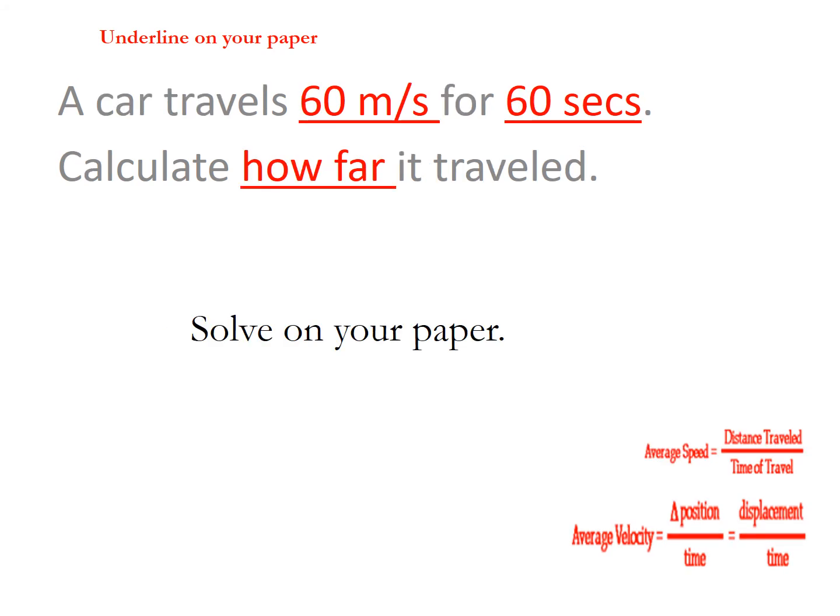A car travels 60 meters per second. So that's giving me my speed, for 60 seconds, that's time. Calculate how far. How far is the distance traveled? So I'm looking for d. We're given the formula s equals d over t, but I'm trying to find d.